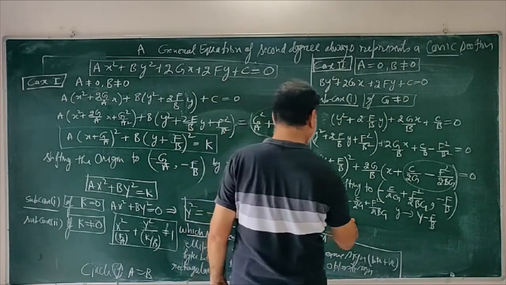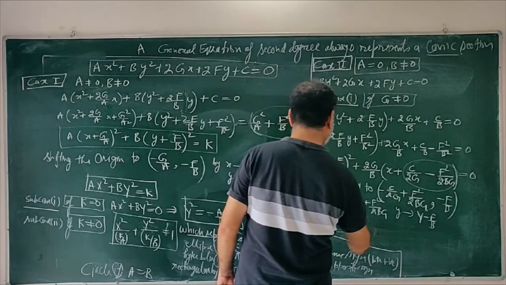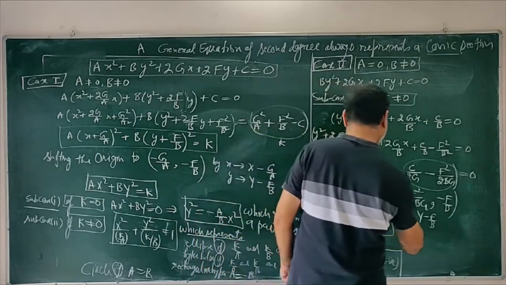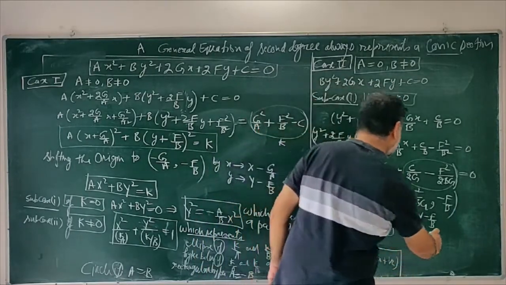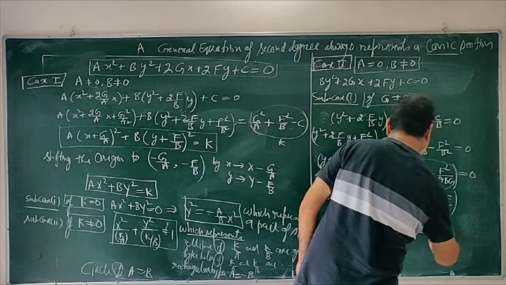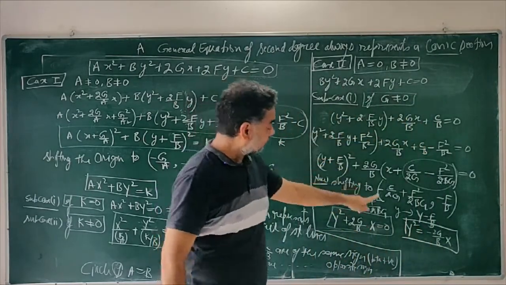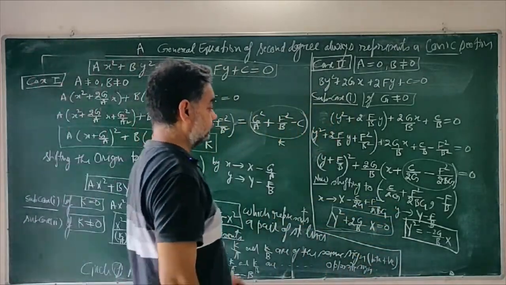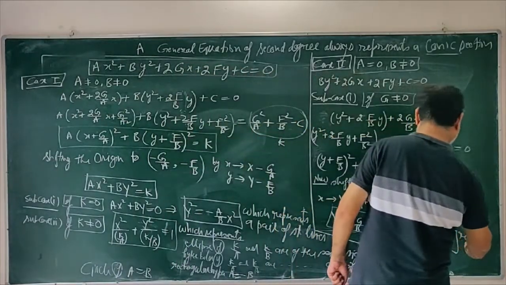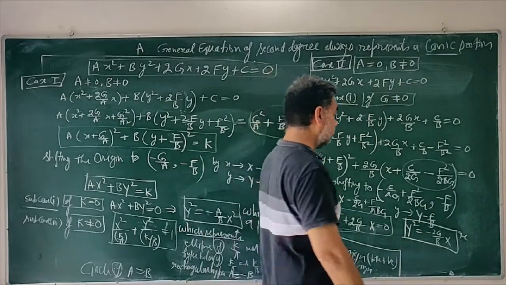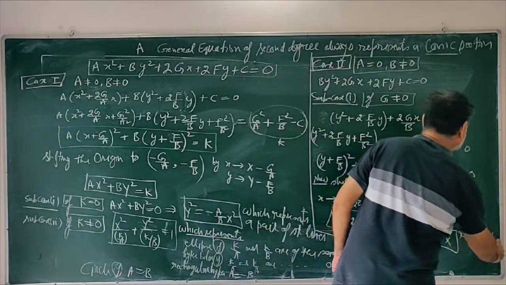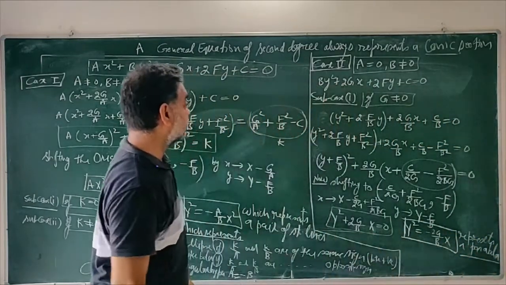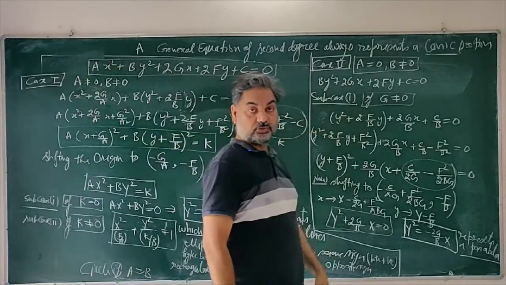This equation will reduce to y square plus 2g over b x is equal to 0. Alright, or y square is equal to minus 2g over b x. So this equation gets reduced to this equation, and this equation you can see represents a parabola. It is a y square is equal to 4ax type equation. So this equation represents a parabola in the case when g is not equal to 0.